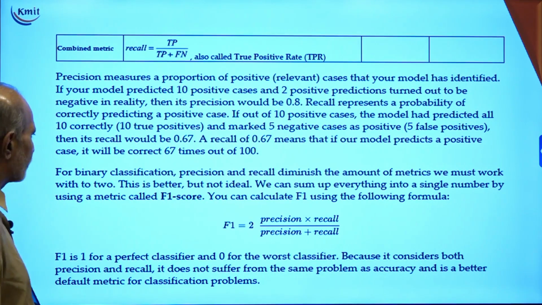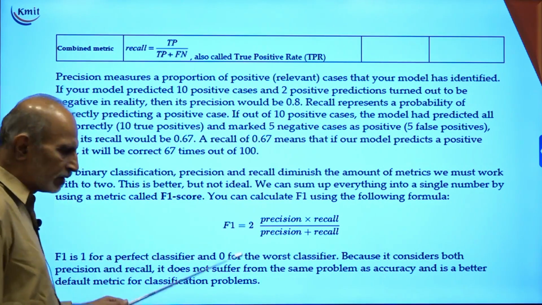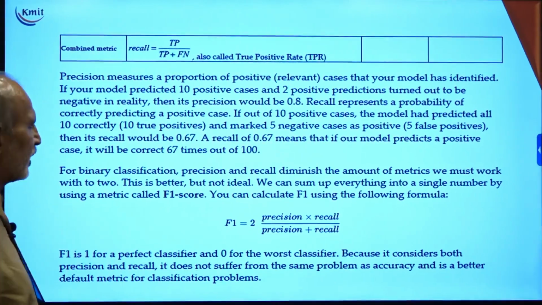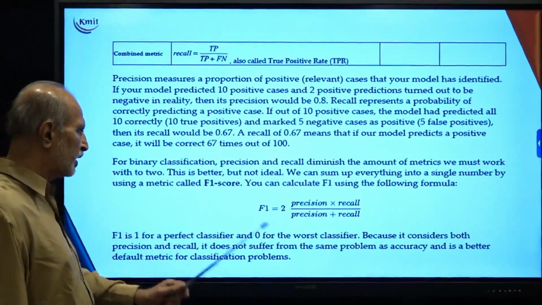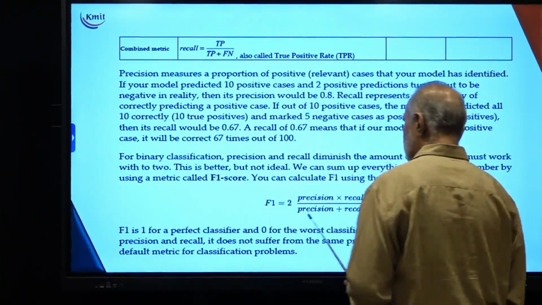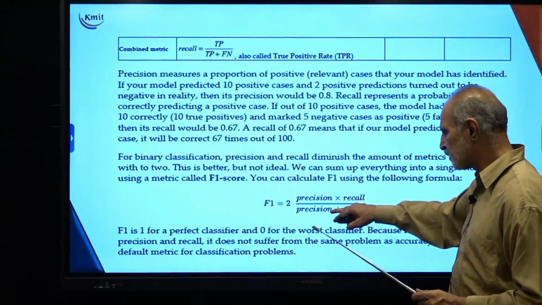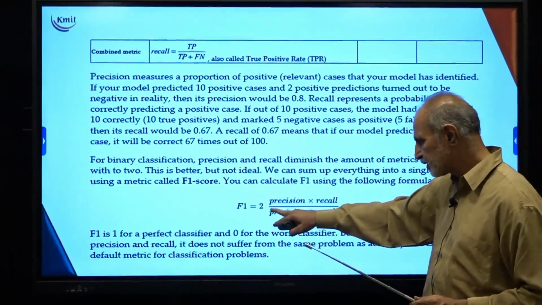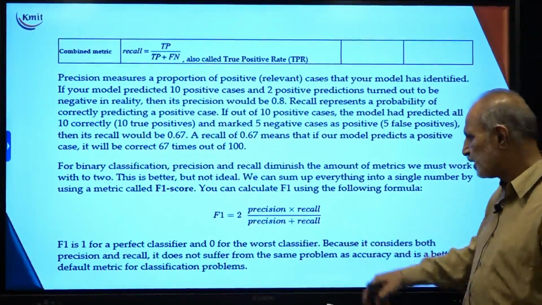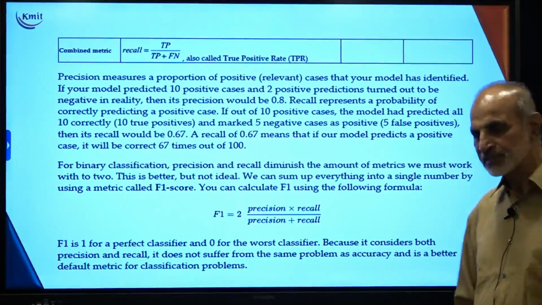Next time I am going to talk about the F1 score in more detail, because the F1 score is a heavily used metric in machine learning and deep learning algorithms, which will require some more time to understand. I will show what the meaning of the F1 score is and why it comes as 2 times precision into recall divided by precision plus recall.